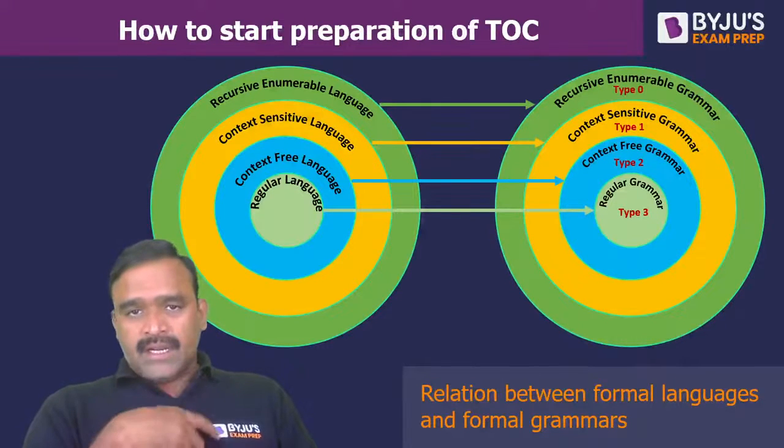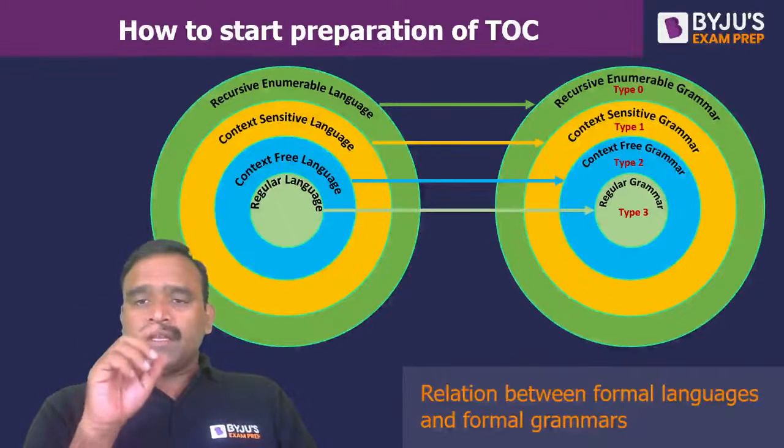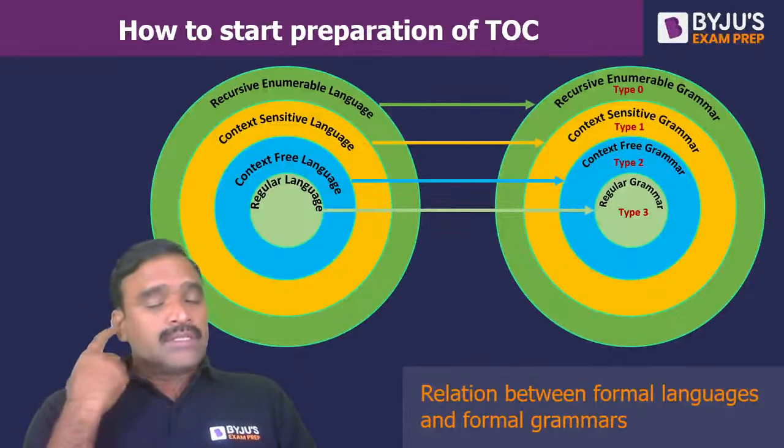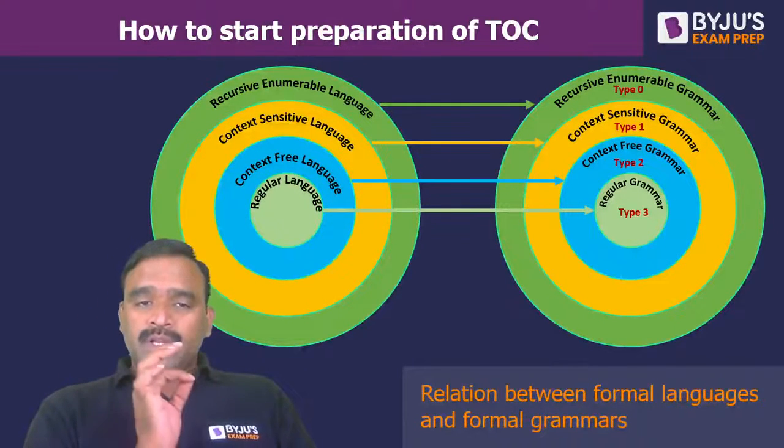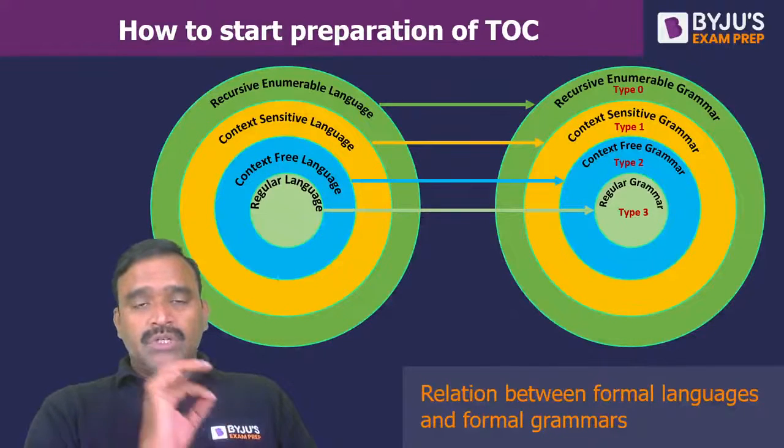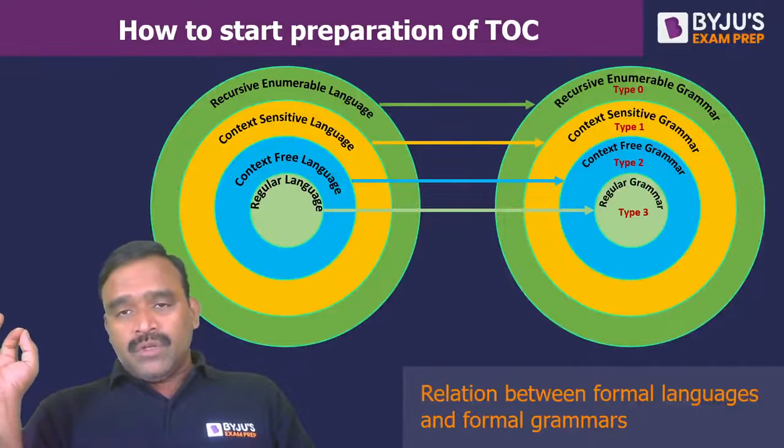So this is the hierarchy. This entire hierarchy, except the context sensitive languages, you have to study all of those. And the beginning should be the regular languages. You should not begin with Turing machines.